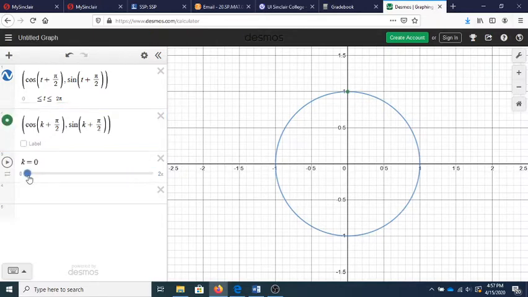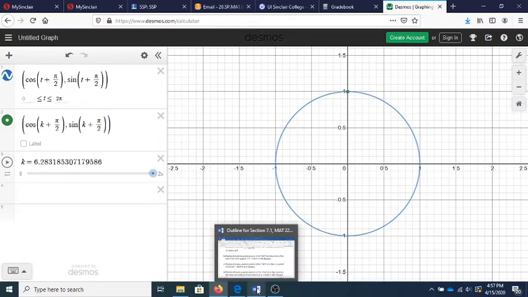Alright, so start over at k equals 0. I can see my little green dot is, yep, at the top of the circle. And then as I let k go from 0 to 2 pi, I still go counterclockwise all the way around the circle, and I end where I started. Okay, so that's one modification to the parameterization, which is a useful modification. Sometimes I need to start in a different place. Let's talk about some other modifications.